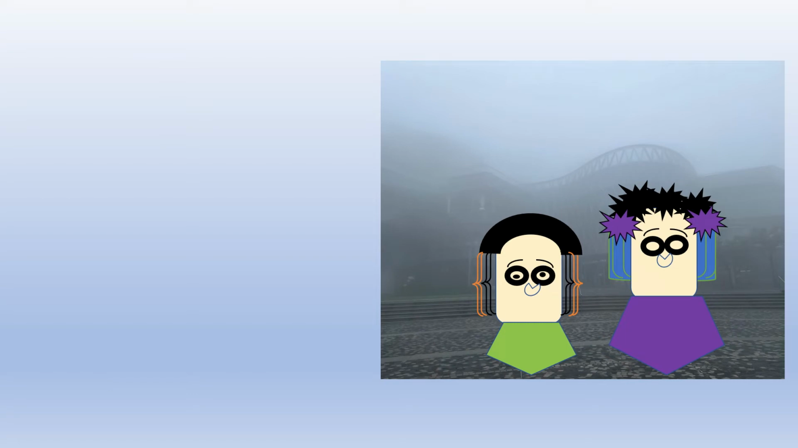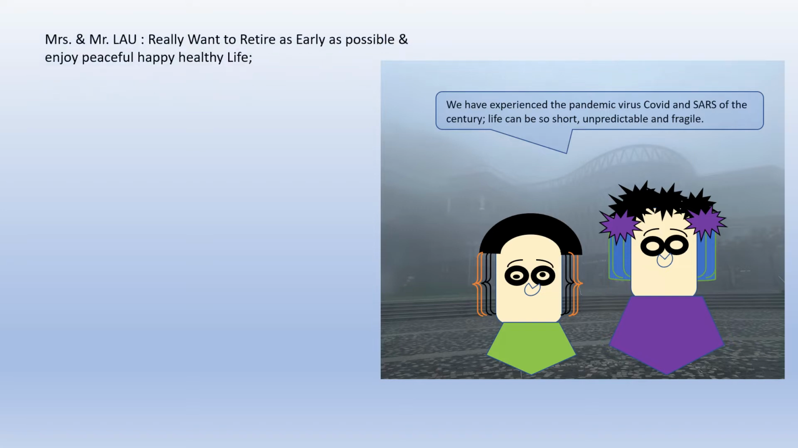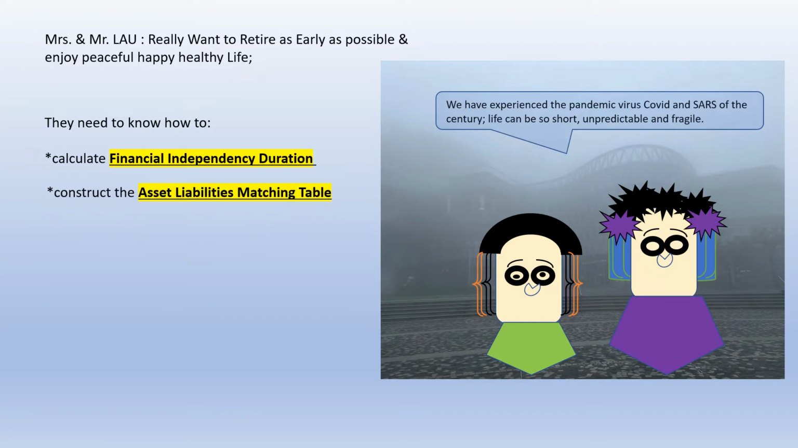So Mr. and Mrs. Now have experienced SARS and now COVID, and they would like to retire as early as possible, so they need to know a few parameters before they can make the decision. They need to know their financial independence duration after they stop working. And they need an asset liability matching table to list out all the assets and necessary liabilities in order to calculate their potential retirement age.